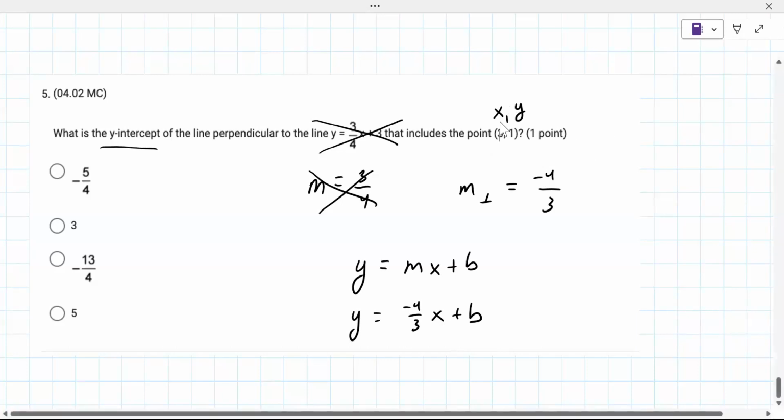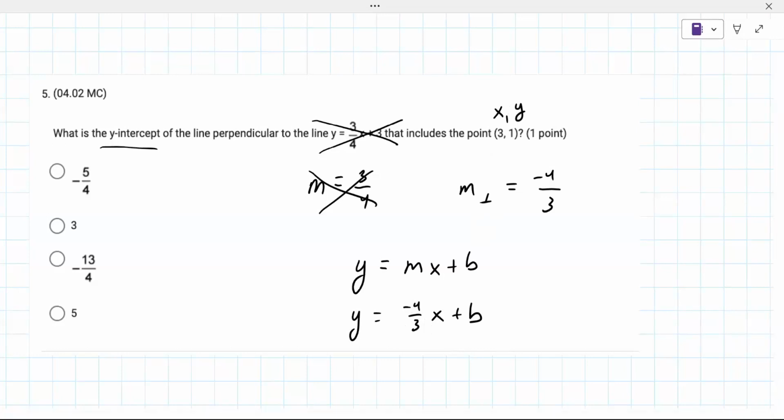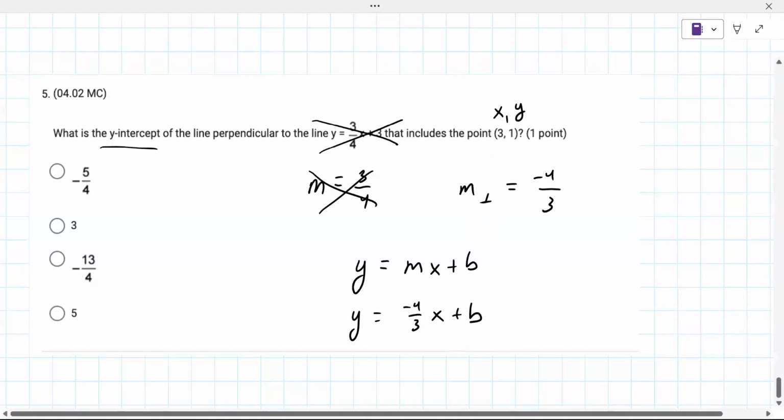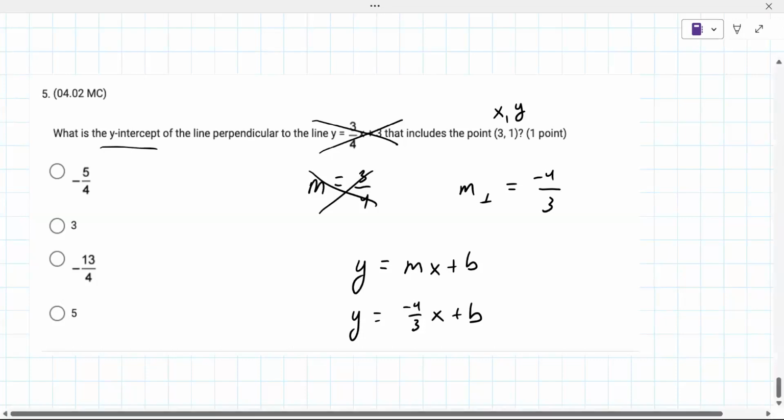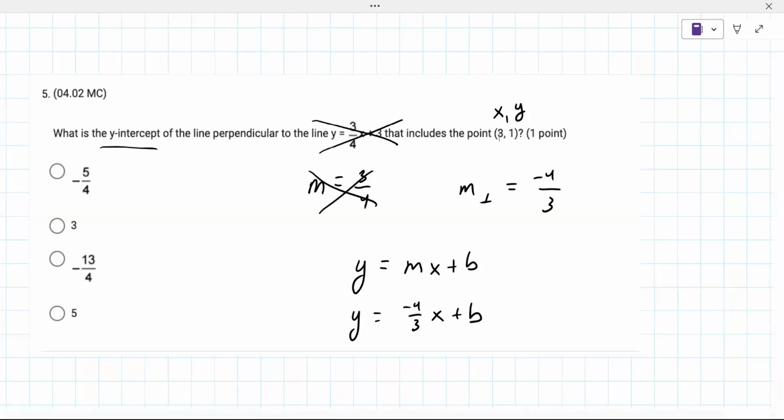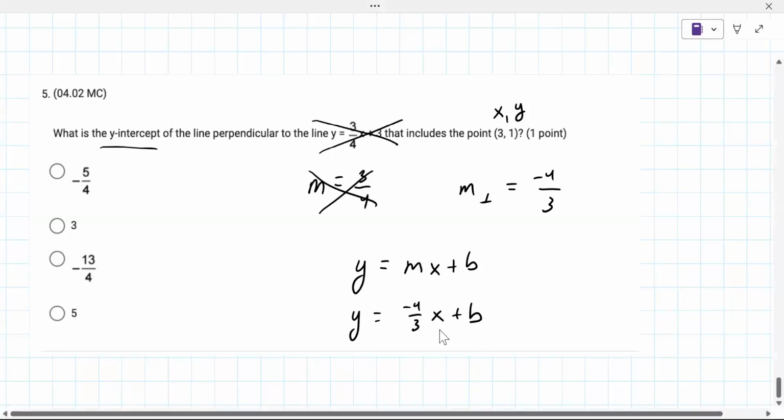Okay, so I want you to put 3 in for x, 1 in for y, and solve for b. So putting the -4/3 in for m, it's -4/3 is m, but you're putting 3 in for x, 1 in for y, and there's only one variable left over.